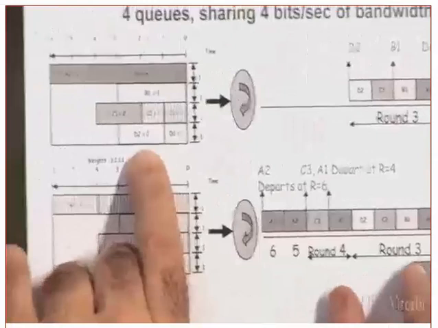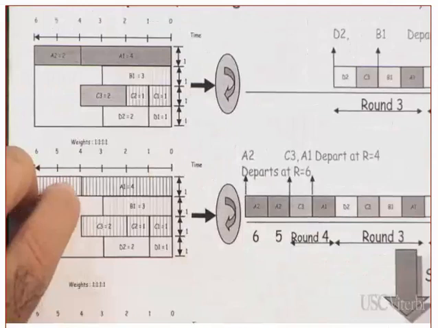Clear? And then the order, of course, is who exited first? C1 exited first, followed by C2, followed by D1, followed by A1, followed by A2, followed by C3, and followed by D2. Clear? Clear? This one took so long. Are you following me or not?